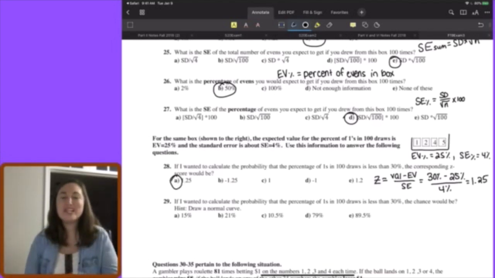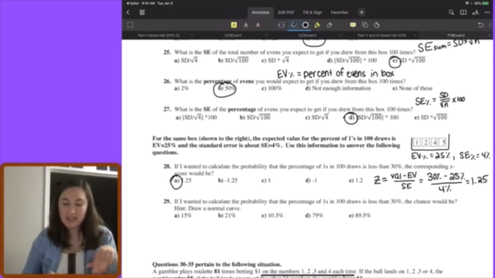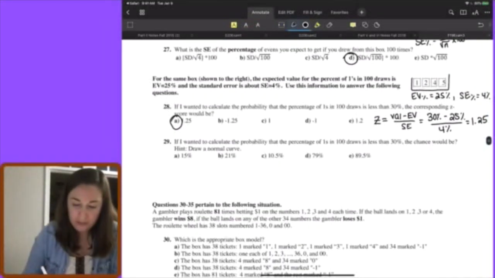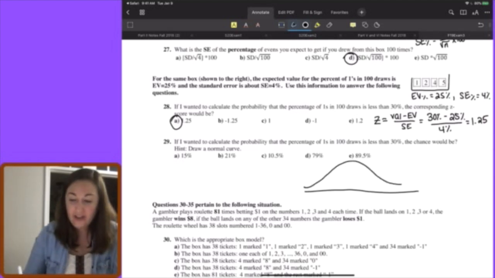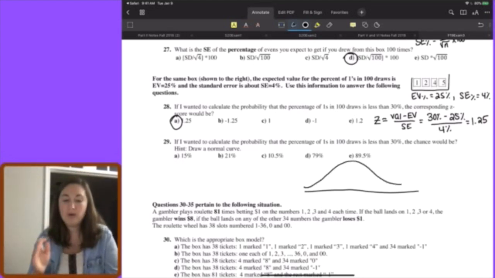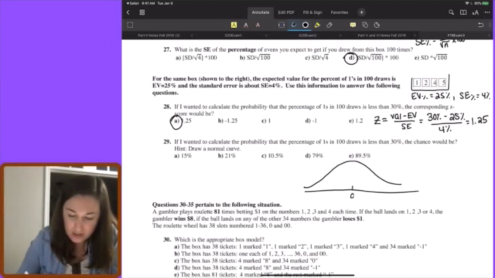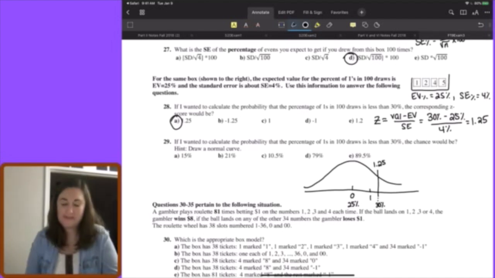So interpretation of this z-score, let me go ahead and draw my normal curve. This means that if I get 30% ones, if I draw out of this box 100 times, I'm 1.25 standard errors above what I would expect. So here's 0. 0 is my expected value, which is 25%. And then 1.25 right here, this represents getting 30% ones.